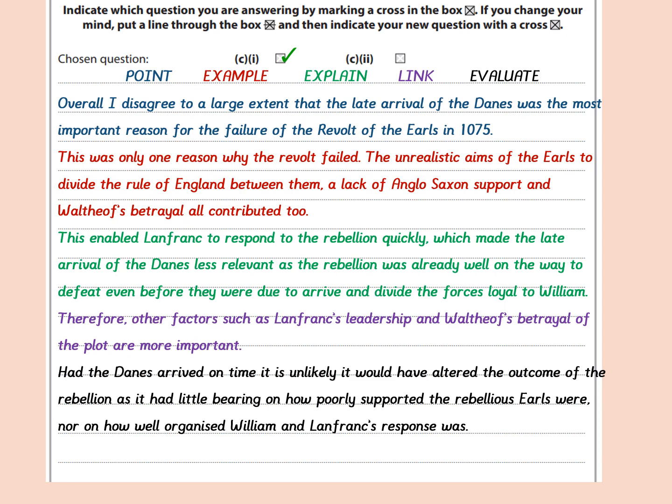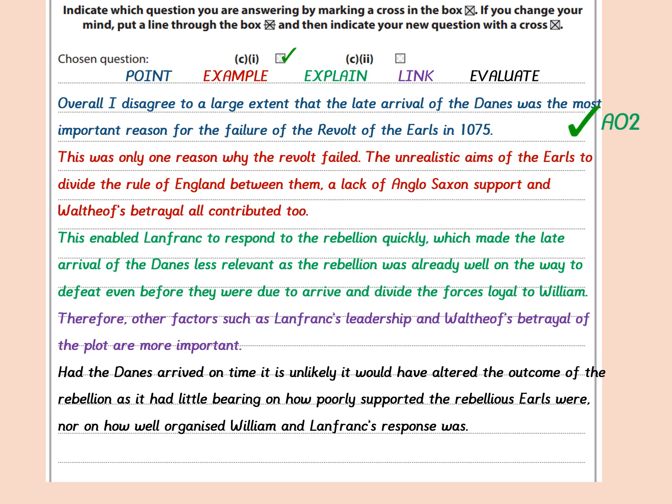There we go, that's my conclusion, and I've been clear about how far I agree, and I've supported it, hopefully fairly fully. Again, this is not necessarily a perfect answer, and it would be good to get some extra detail in there, but we haven't got all day with these rapid revision videos, so instead I'm just trying to show you some techniques that might be useful.